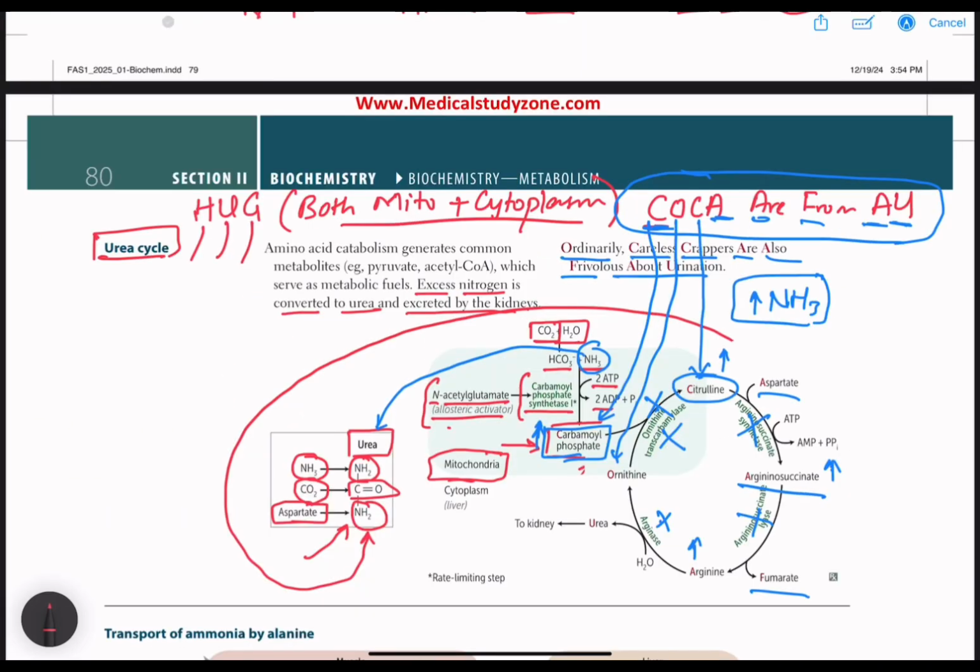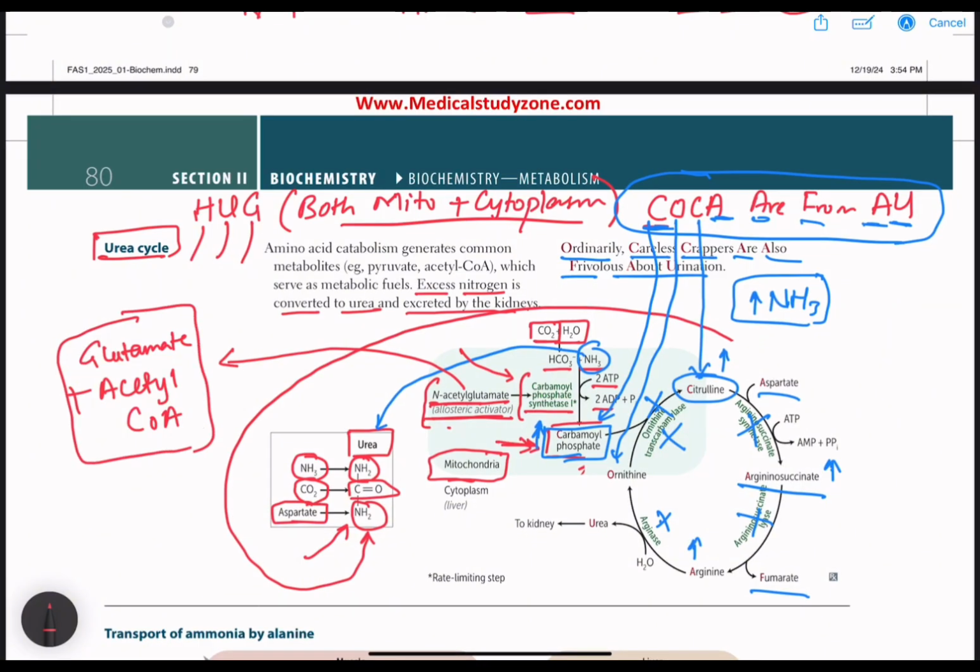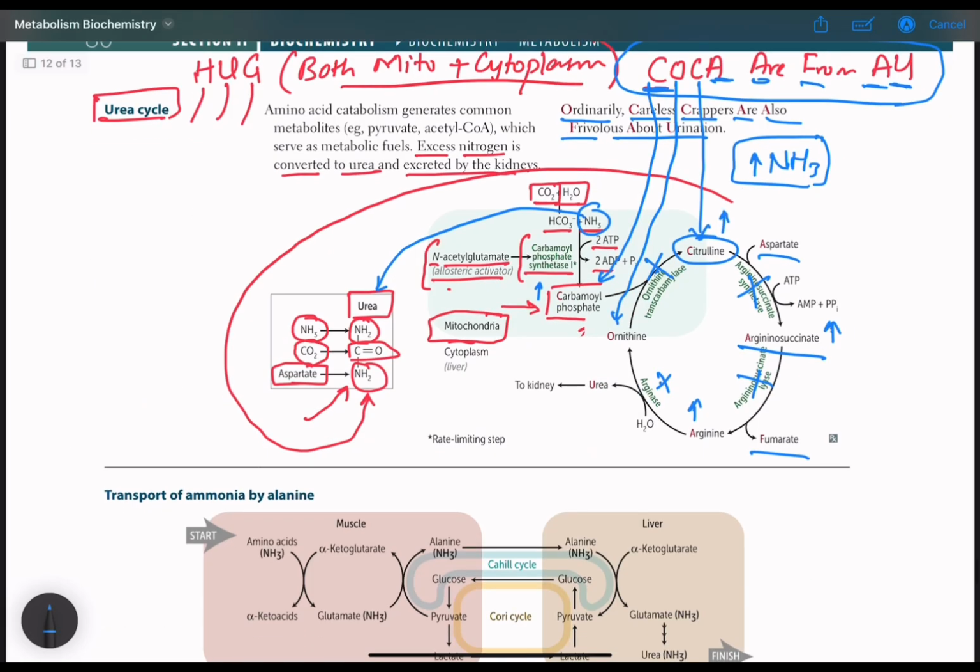The rate limiting step of the urea cycle is the carbamyl phosphate synthetase 1 reaction, or the conversion of ammonia into carbamyl phosphate, and N-acetylglutamate is an allosteric activator of this reaction. This N-acetylglutamate is synthesized from glutamate plus acetyl CoA, meaning that it can be synthesized by having a high protein meal. So after taking a high protein meal, we will have high levels of N-acetylglutamate, which is the allosteric activator of carbamyl phosphate synthetase. So this was all about the urea cycle.